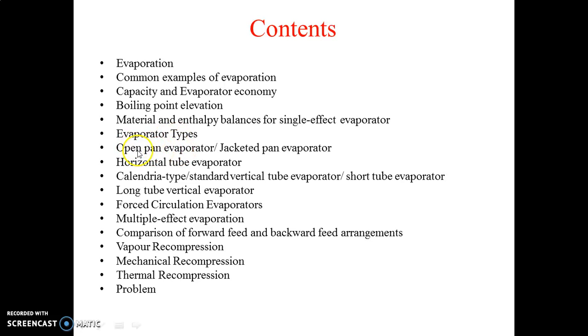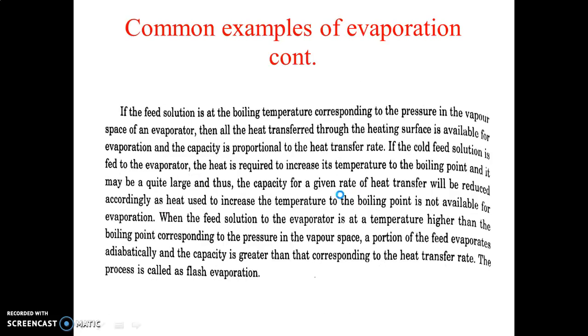In that, we will discuss first the open pan evaporator, which is also called a jacketed pan evaporator. Next one is the horizontal tube evaporator. Then the next one is the calandria type, which is also called a standard vertical tube evaporator, and also called a short tube evaporator. And if time permits, we will discuss the long tube vertical evaporator. So let us start the lecture.